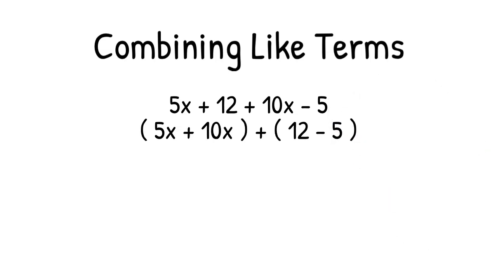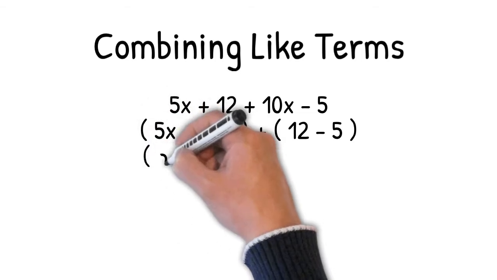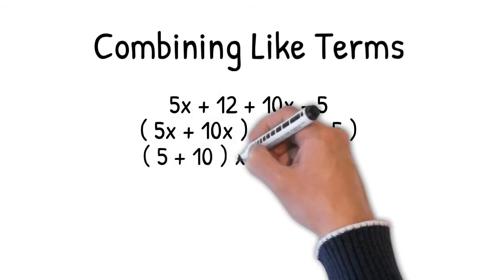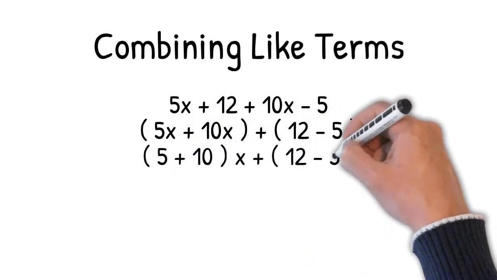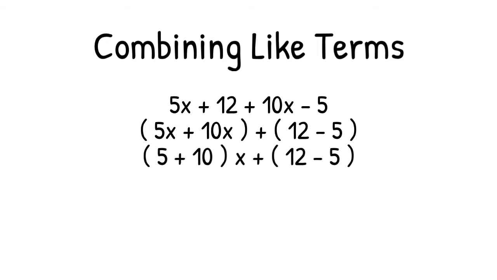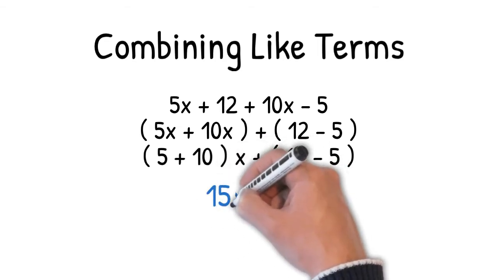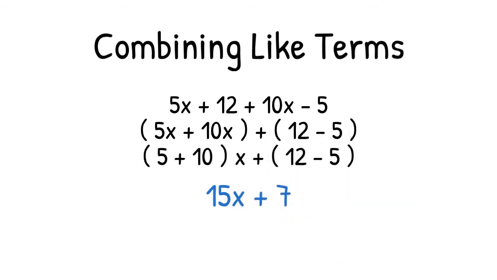Now to combine like terms, all you do is add the numbers. You add the coefficients. So we have 5 plus 10, x, and we have 12 minus 5, the constants. So in the end, we end up with 5 plus 10 is 15x, and 12 minus 5 is 7.